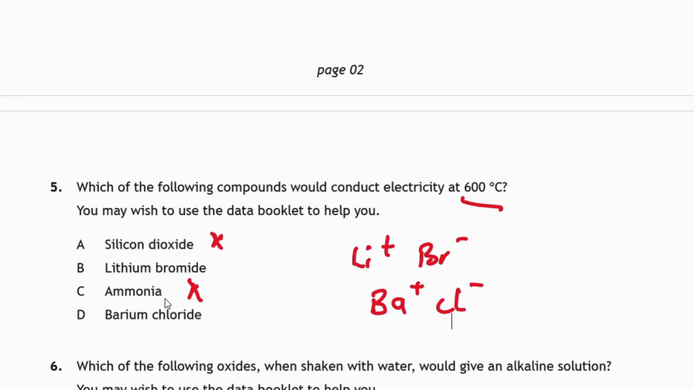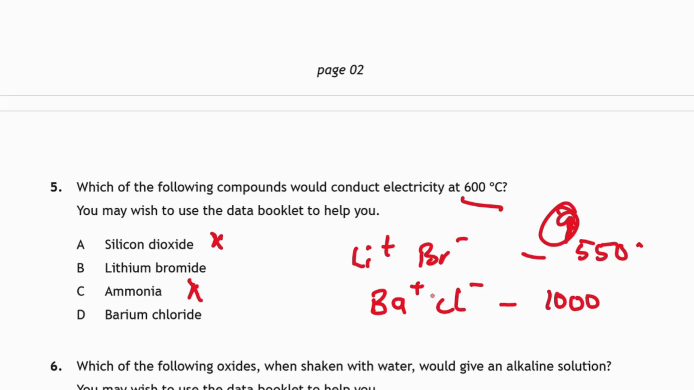So in the data booklet, on page 9, barium chloride has a much higher melting point than lithium bromide. The melting point of barium chloride is about 1,000, and that of lithium bromide is about 550. For barium chloride to melt, it has to get to 1000 degrees Celsius, but for lithium bromide it's just 550.